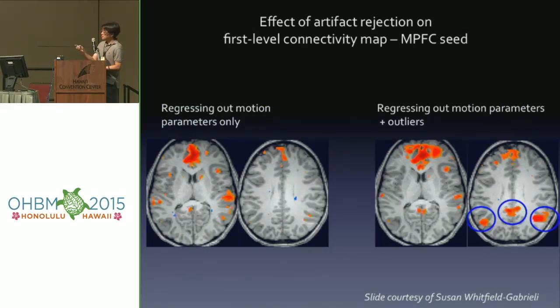Actually, what they did is a seed analysis on this child's data. And if you only regress out the motion parameters, like we normally do, you miss the network. So if you regress out the motion parameters plus the outliers, then the network shows up. So this is clearly a very powerful tool to contribute to your later analysis.